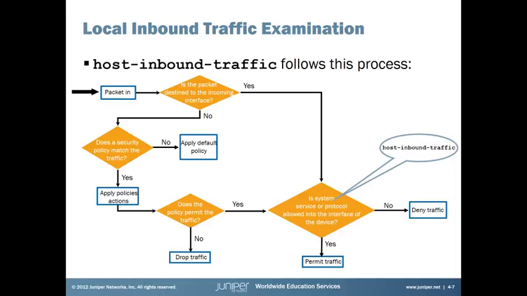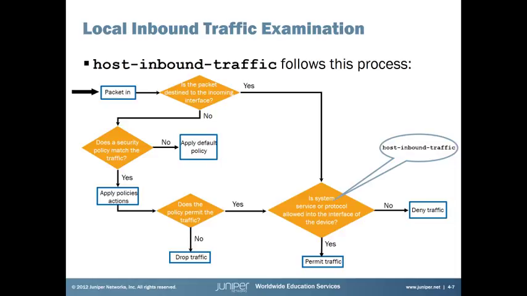The other scenario is we get to the question, is the packet destined for the incoming interface? And the answer is no. In other words, this packet is transiting. It's going somewhere else. It's got another destination. So the next question is, does a security policy match the traffic? If the answer is no, we apply the default policy. In other words, deny everything. It's not going anywhere. If the answer is yes, then we apply the policies.